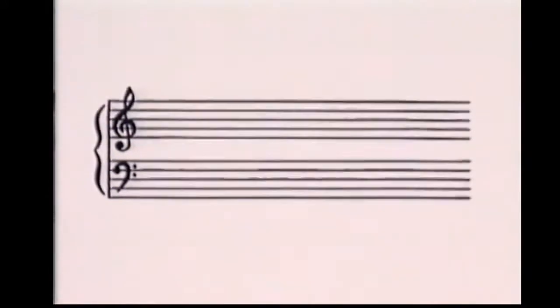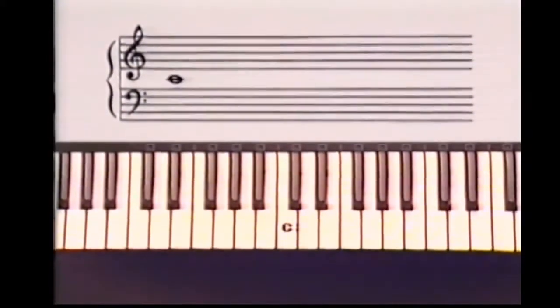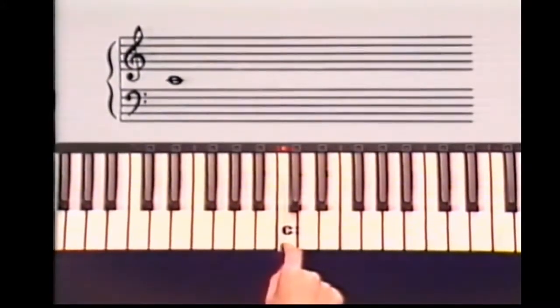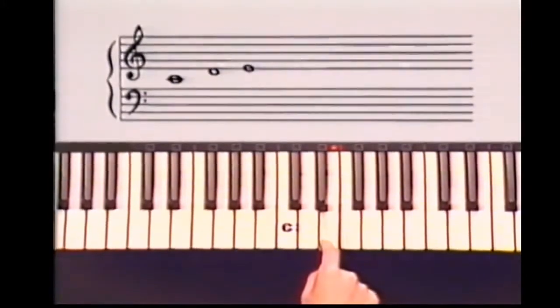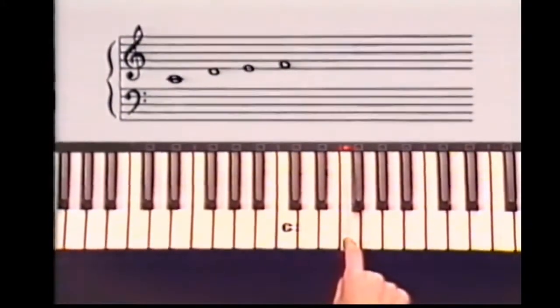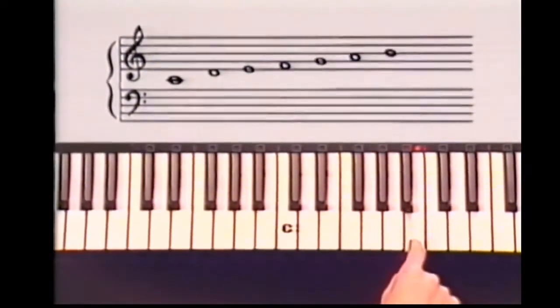The first note to remember is C. This is where C is located on printed sheet music. This particular C note is located near the middle of the piano keyboard and is sometimes called middle C. The note to the right of C is D. Next is E, F, G, then A, B, and finally C again, an octave higher than the C we started with.